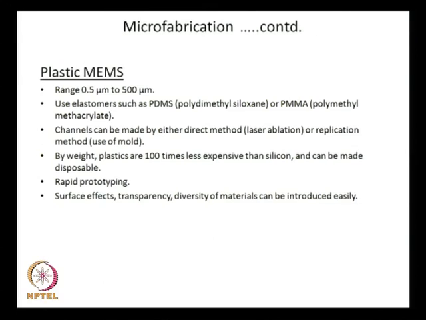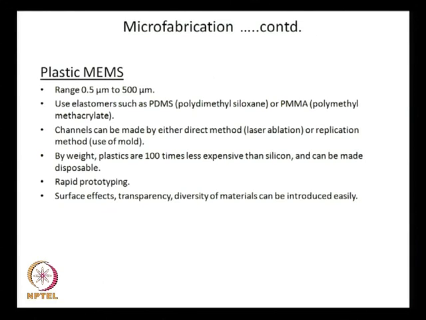These plastic devices cannot be made using photolithography. However, there are other methods which we will discuss very soon. Now, the range is 0.5 micrometer to 500 micrometer. Use elastomers such as PDMS or PMMA. These are the two elastomers which are very common, polydimethyl siloxane and polymethyl methacrylate. These are two very important plastic materials which are used for microscale devices. Channels can be made by either direct method, which is laser ablation, or replication method, use of mold.